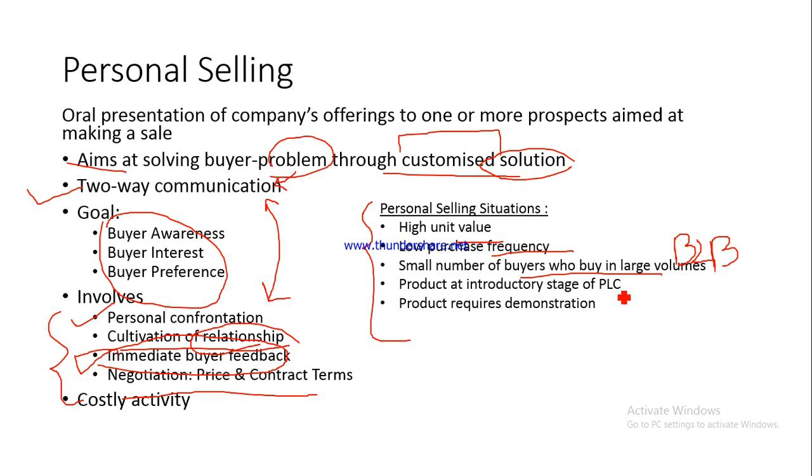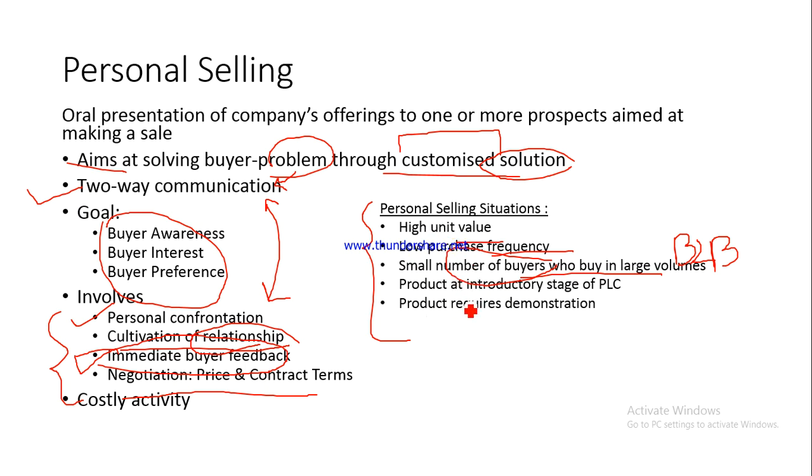So in such situations you would find that the buyers are small in number and they buy in large volumes. For example, if Maruti Suzuki purchases steel from Tata Steel, it would be purchasing it in bulk, right? Likewise, companies like Maruti Suzuki would be very, very few. So you maybe have only around 20 to 25 such companies in India, and all of them buy in bulk, right? So this is one situation where you use personal selling.